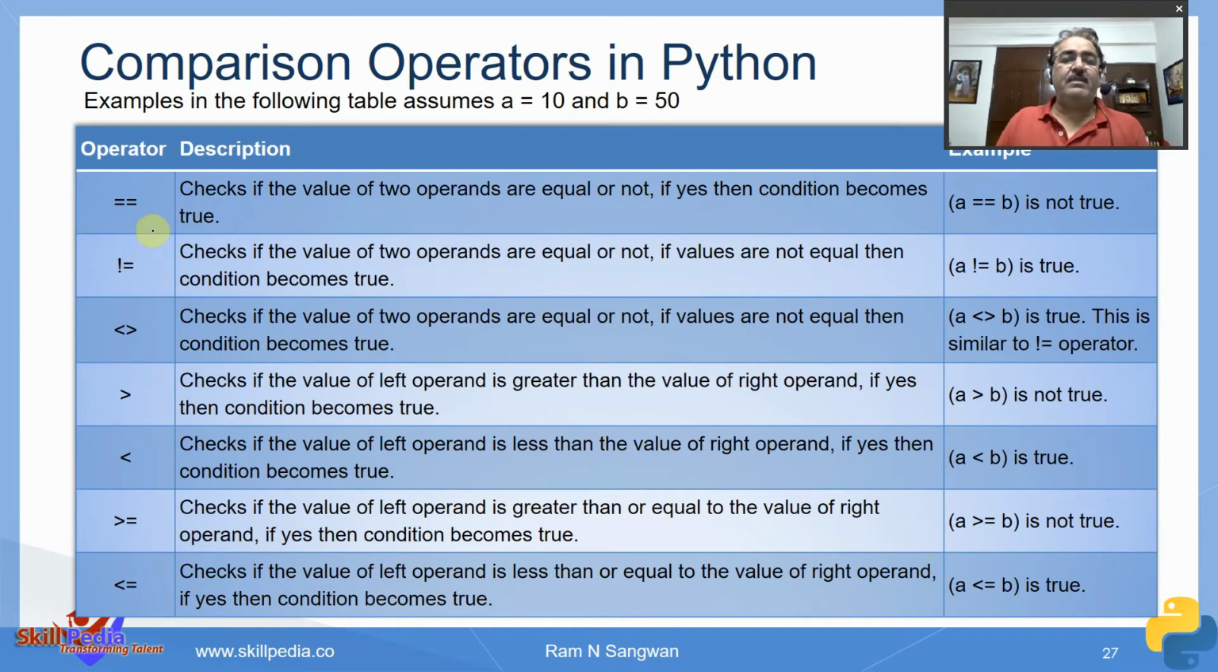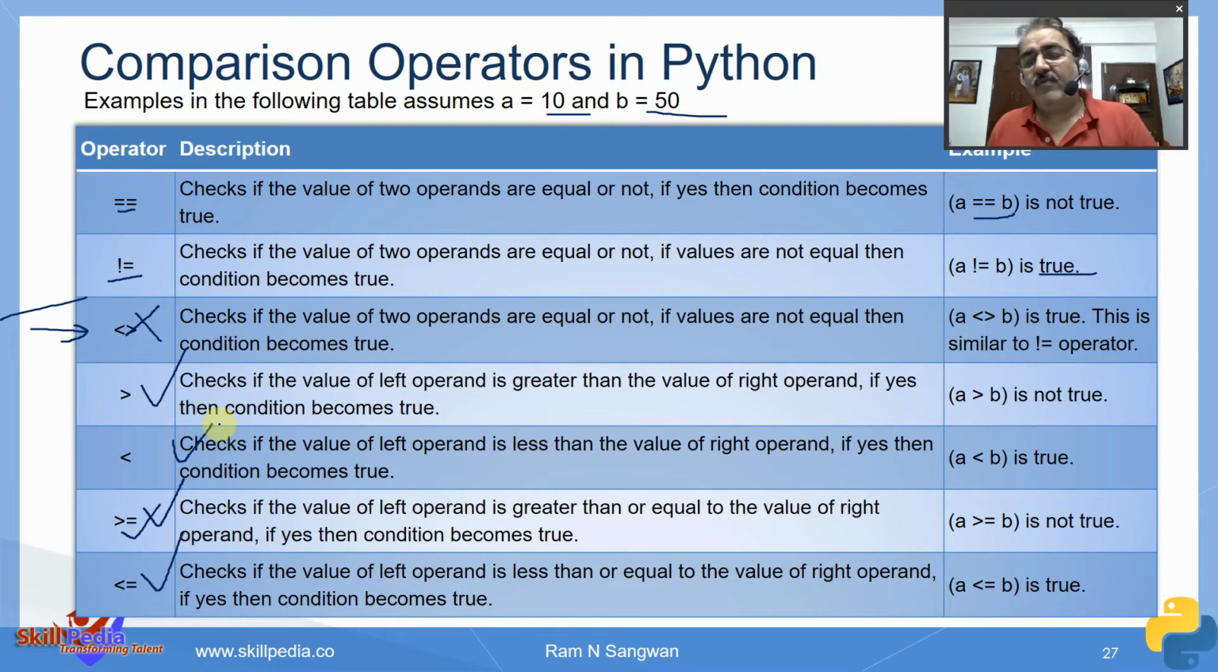Then we have comparison operators. Equal to means both are equal. In this case, a equals b is not true. Not equal to, yes, it is true in this case. This one is not allowed, this is not equal. Earlier it was there, but it is no longer available. I noticed that, I just checked. This was returning an error in Python. Greater than, less than, greater than or equal to, less than or equal to. Self-explanatory from your basic school mathematics.